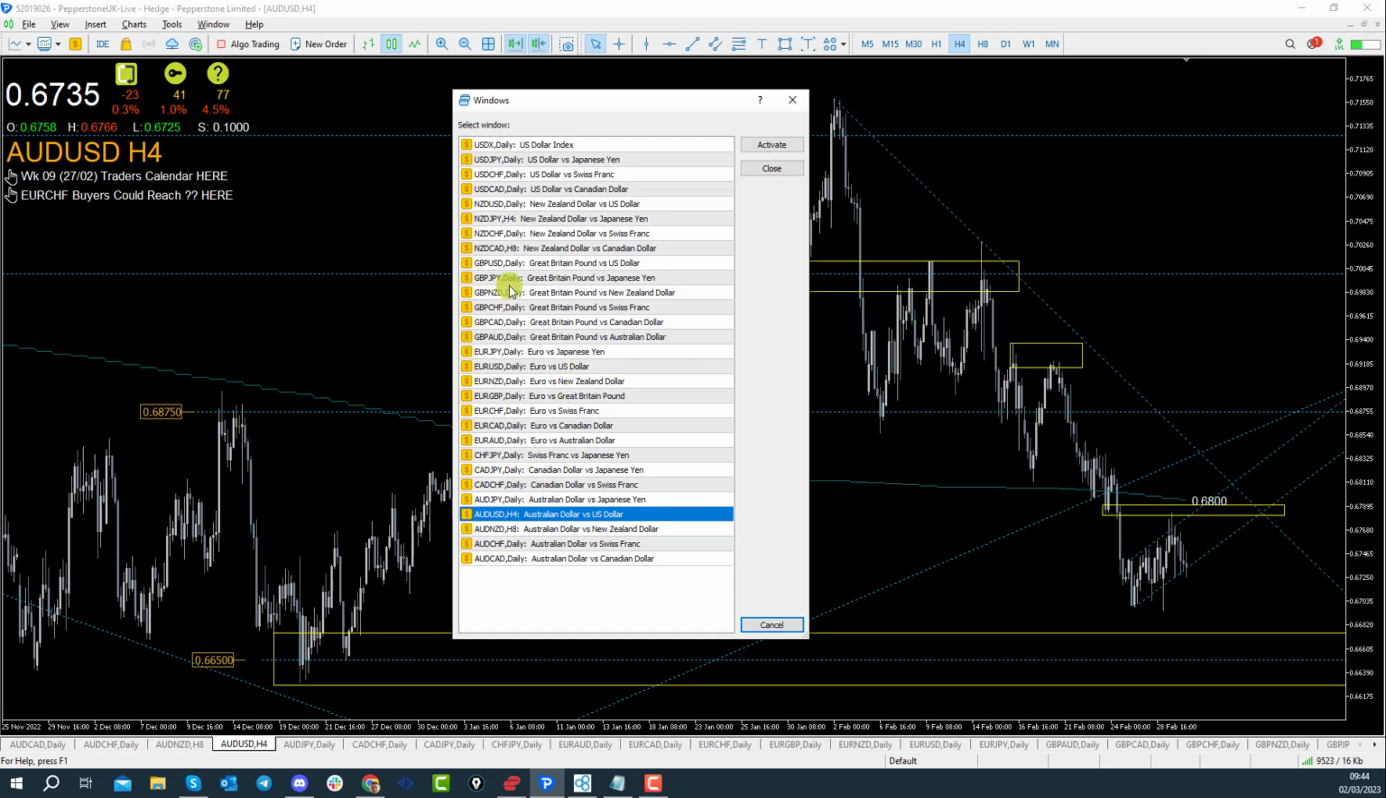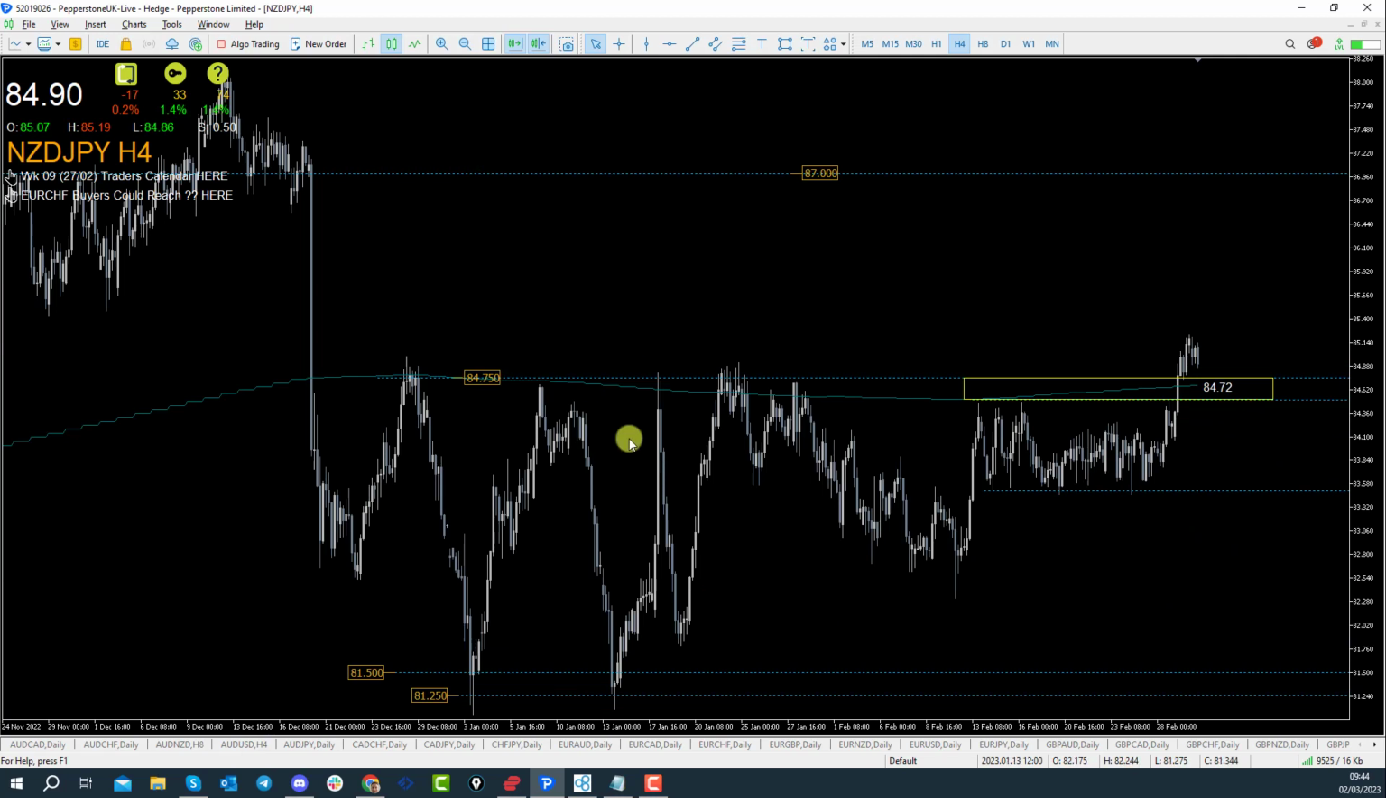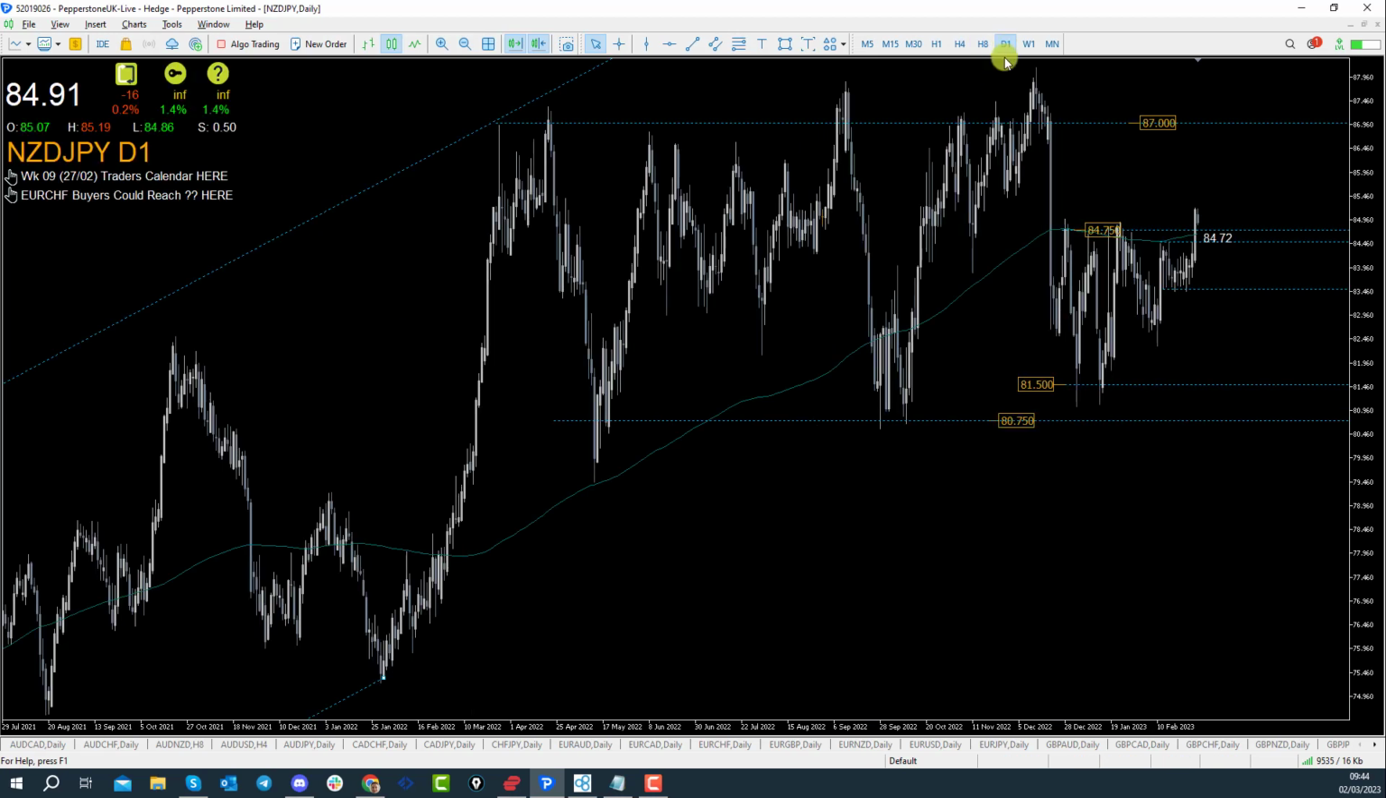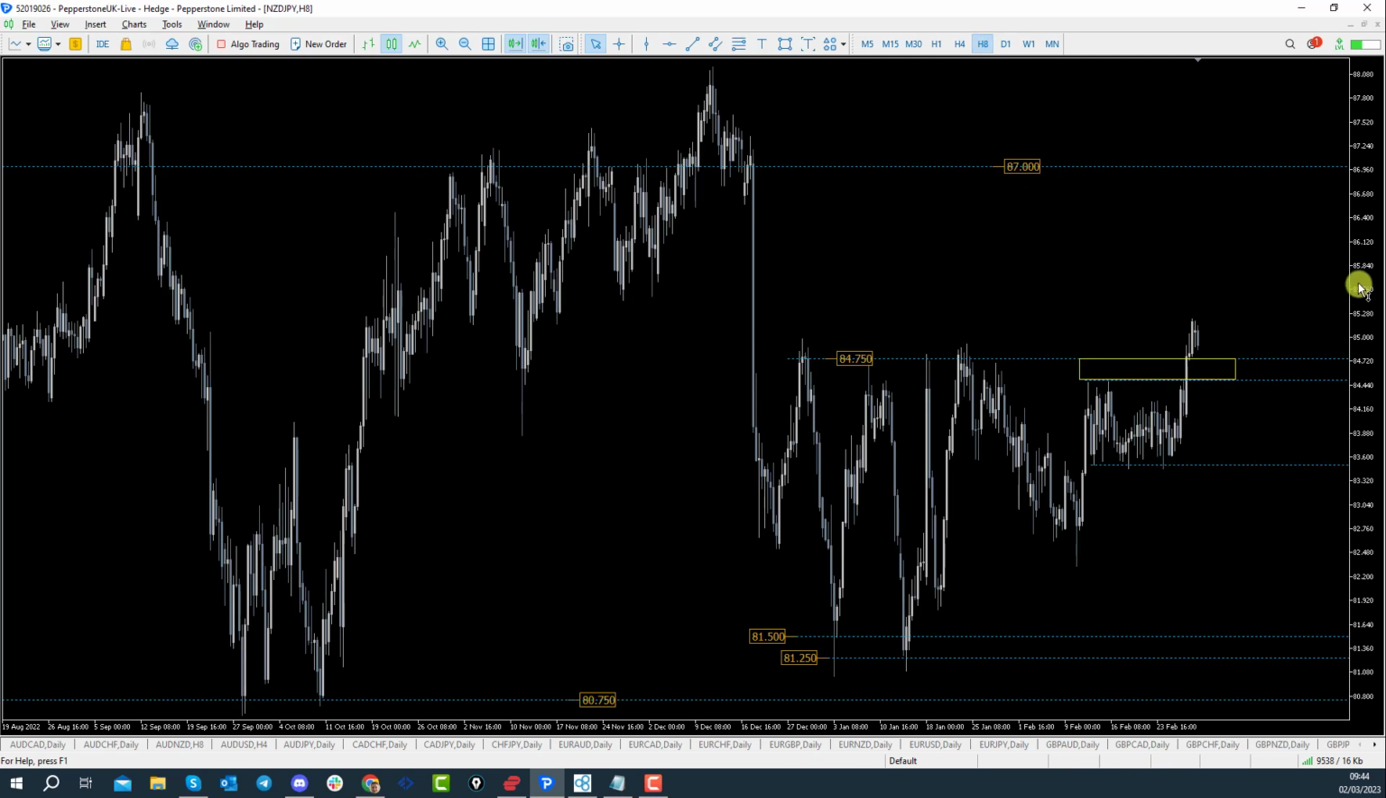Obviously Kiwi yen we haven't spoken about in a while, and I just want to notify you that price is trading outside of that range, and we could have room to go up to the 87 handle. So definitely one to watch for me going forward.